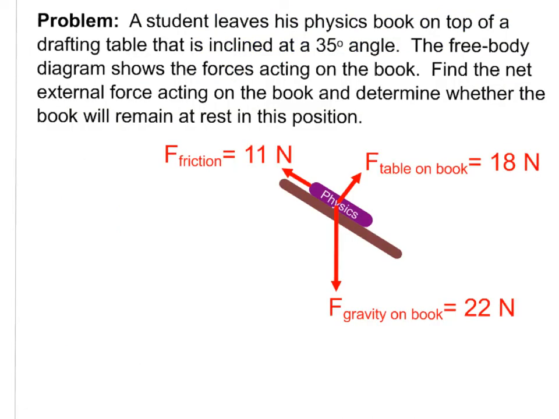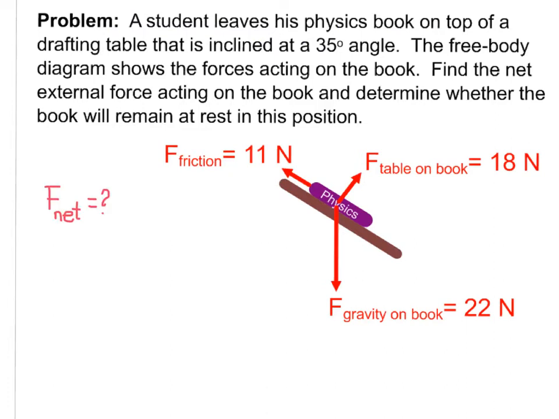So let's try a little problem where we apply some of these ideas. Here's our problem. A student leaves his physics book on top of a drafting table, and drafting tables are tables that are at an angle. It's at a 35-degree angle. The free body diagram here shows the forces acting on the book. Find the net external force acting on the book and determine whether the book will remain at rest in this position.